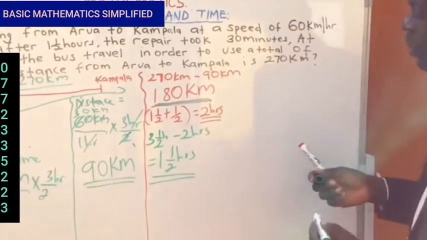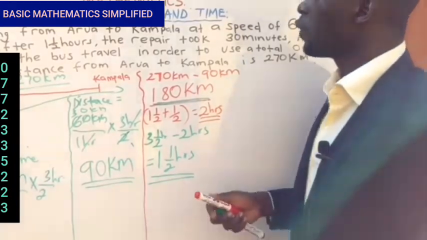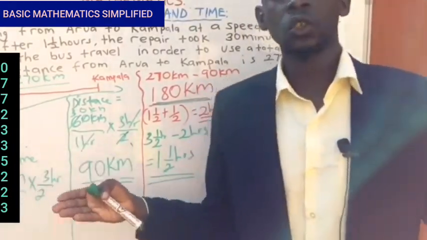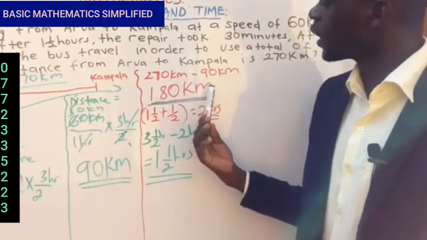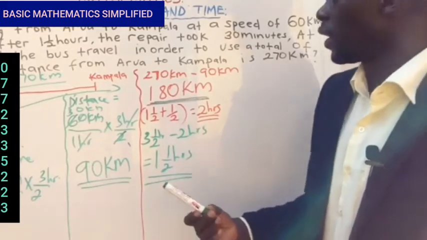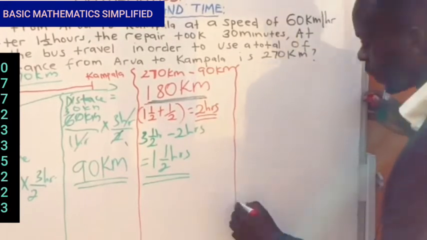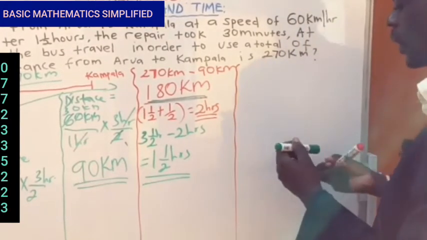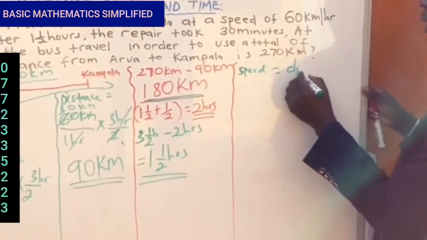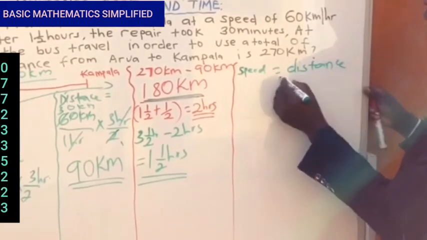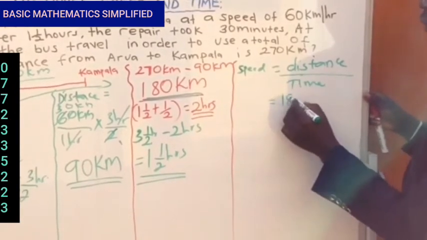So what advice do you give him if he wants to cover the remaining distance to hit a target of 3.5 hours? That means now he's left with 180 kilometers against 1.5 hours. What is the speed there? It is simple now. We only need to calculate the speed. Remember, speed is given by distance divided by time. So our distance left is 180 kilometers divided by time, which is 1.5.